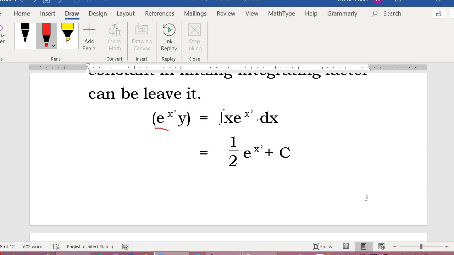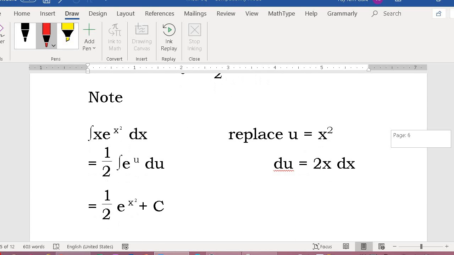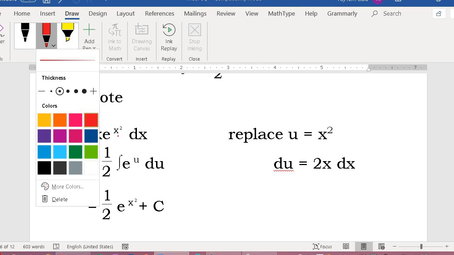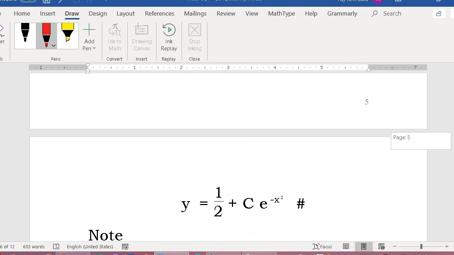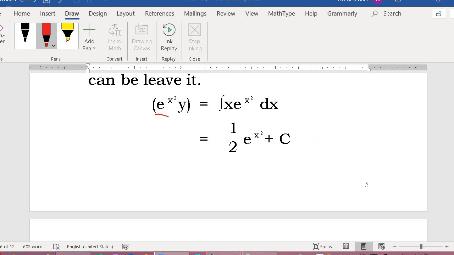Some of you may wonder how to integrate x exponent x squared. Actually we use a substitution technique. Replace x squared by u. So you have exponent u, and x dx: since u is x squared, du/dx gives 2x, so du is 2x dx. So replace x dx by du over 2. Integrate exponent u du, you get exponent u. Replace back u as x squared, that's why you got half exponent x squared plus c. That is how to integrate it, from the substitution technique.